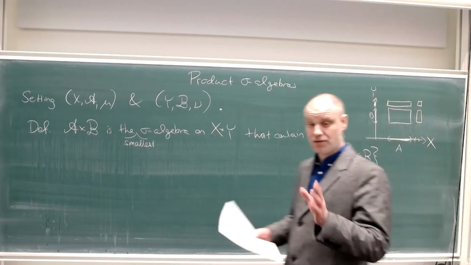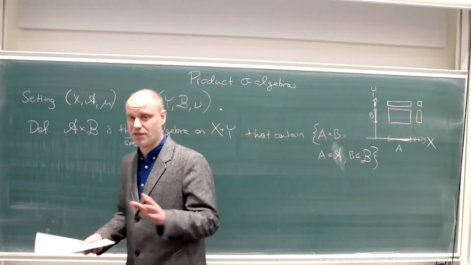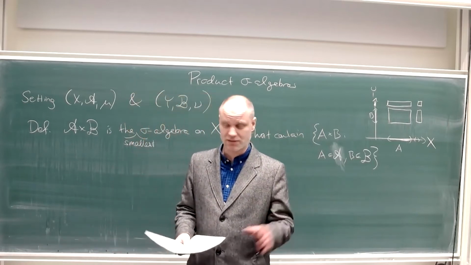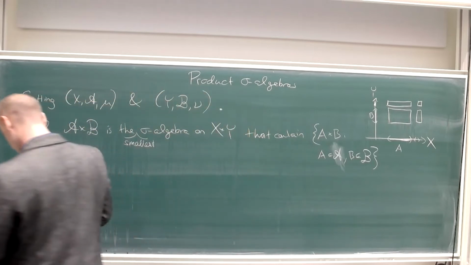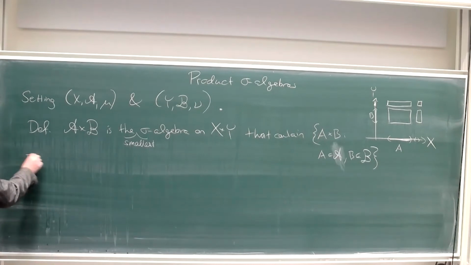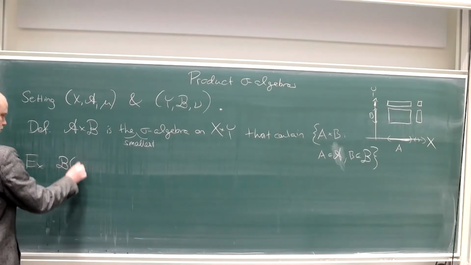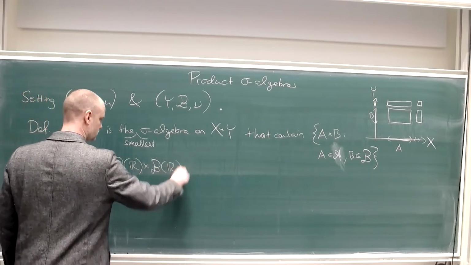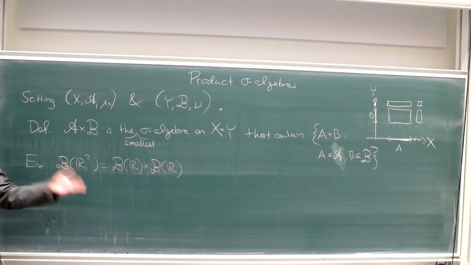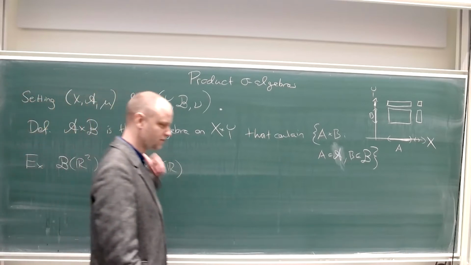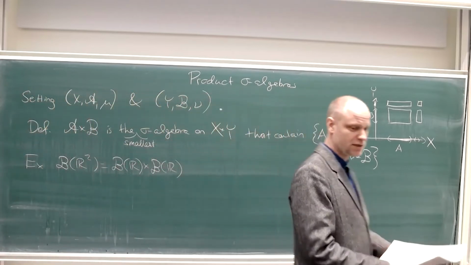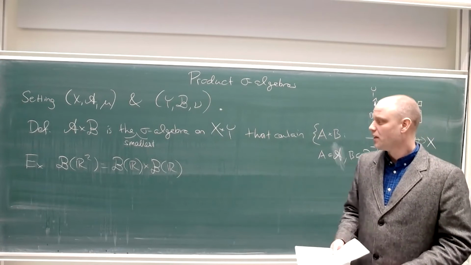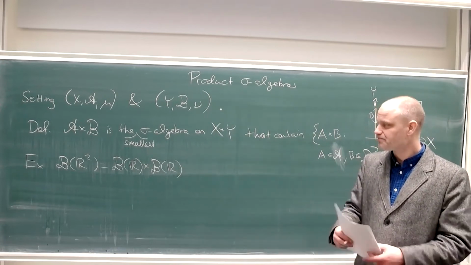And then, I think I mentioned this already. Here the Borel sigma algebra is much better than the Lebesgue sigma algebra in the following sense. So here's the first example. This is good news. If I take the product of the Borel sigma algebra with itself, I get the Borel sigma algebra in two variables.